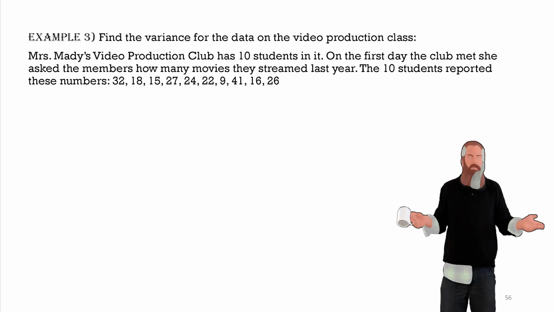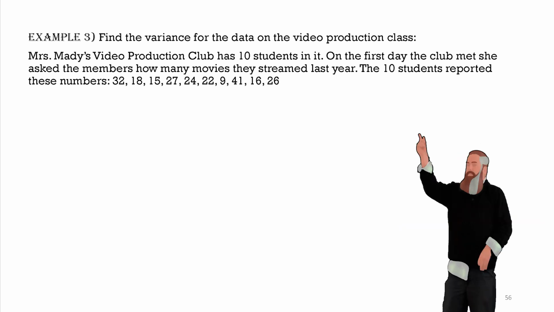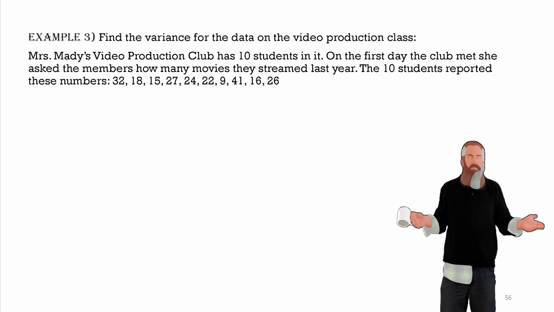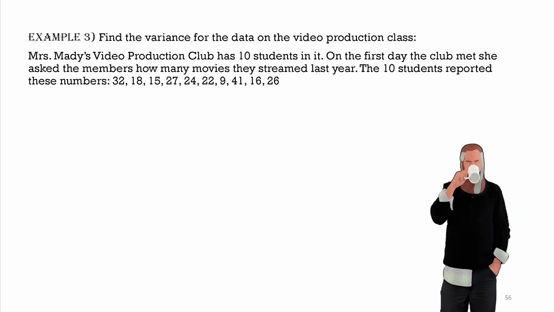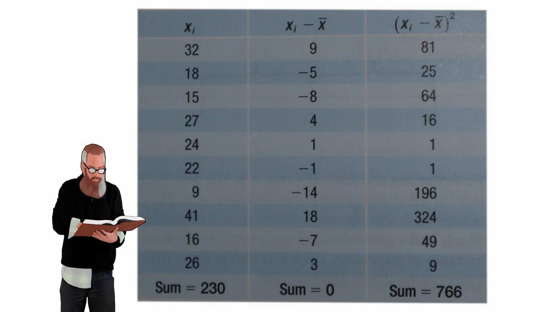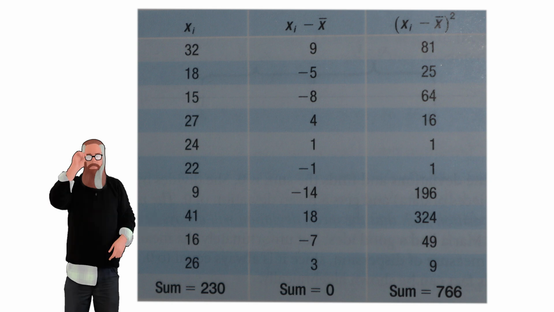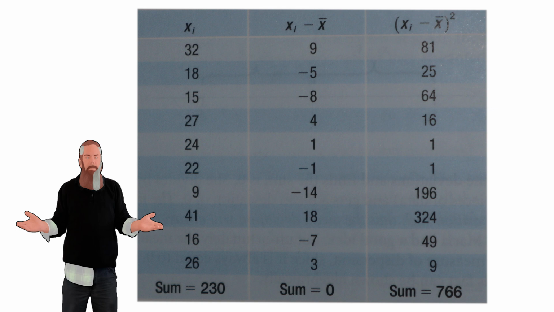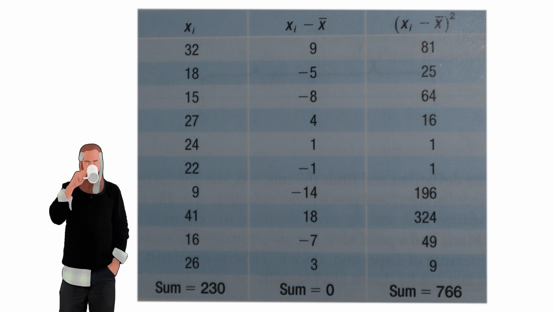Ms. Mady's video production club has 10 students in it. On the first day the club met, she asked the members how many movies they streamed last year. The 10 students reported these numbers. It is a good idea to use a table to organize your computations. The mean deviation table from the last example needed an extra column for the squared deviations, and the last row shows the sum of each column.